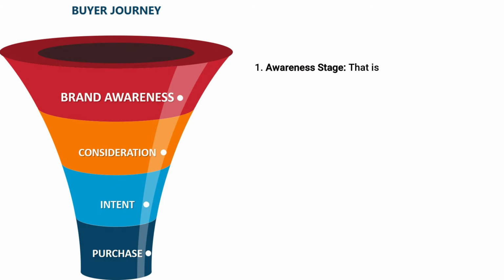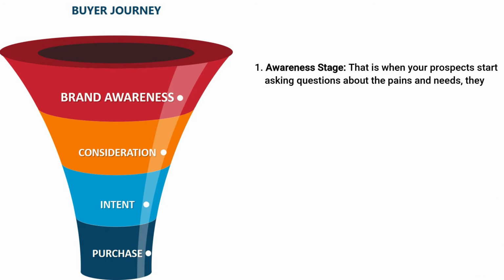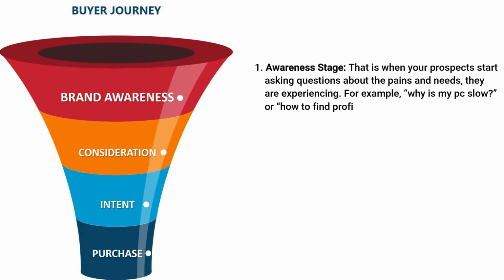With that being said, first you must create your target audience. I know you must have heard this one many times, but it's really hard to market when you don't know who. Once you know who you market, then it's time to map your buyer journey. Essentially, there are 4 stages of the buyer journey. The first stage is awareness stage. That is when your prospects start asking questions about their pains and needs they are experiencing. For example, why is my PC slow, or how to find profitable keywords.